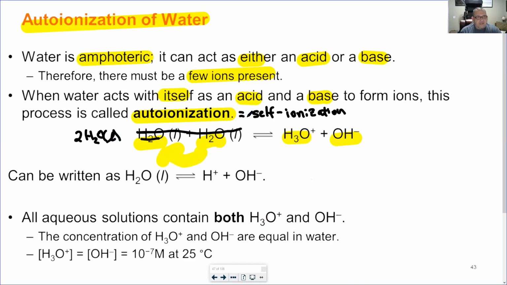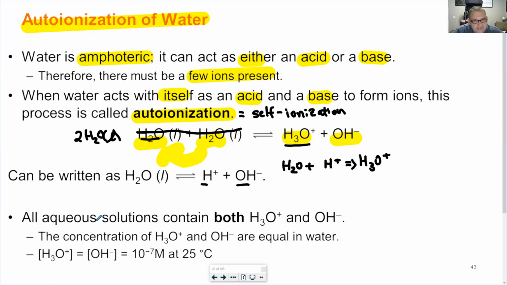But we also can look at it as a single water molecule. Instead of writing the hydronium H3O plus, we can just write H plus, and it still represents the same thing, because H plus and H3O plus in an aqueous solution have the same meaning to us. As long as there's water around, those are equivalent to one another. So we can get rid of the second water molecule, since it's just being added to the H plus to form the hydronium. A lot of times we write it without.